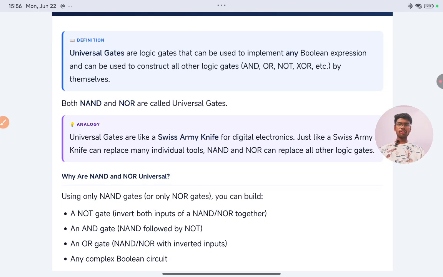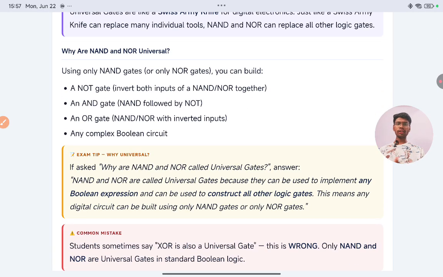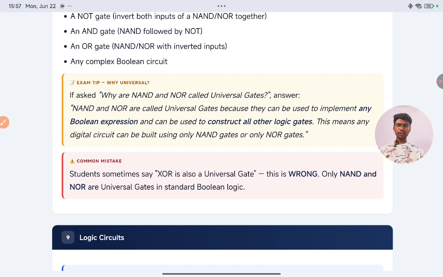So the universal gates that we discussed are the gates that can be used to implement any Boolean expression and can be used to construct all other logic gates like AND, OR, NOT, and XOR by themselves. Both NAND and NOR are your universal gates. Universal gates are like a Swiss Army knife for digital electronics. Just like a Swiss Army knife replaces many individual tools, NAND and NOR can replace all other gates. So with NAND and NOR gates, you can build anything. In exams you might see a statement like "XOR is a universal gate." That is wrong. Only NAND and NOR are. Don't get confused with that.